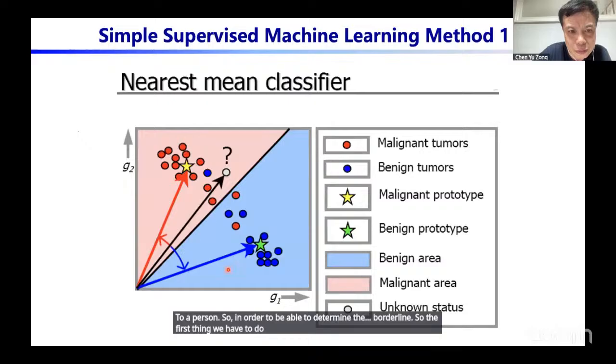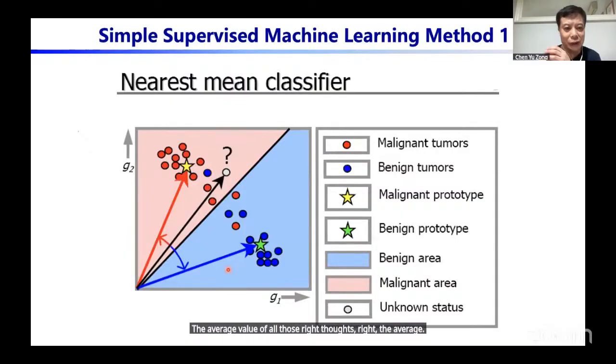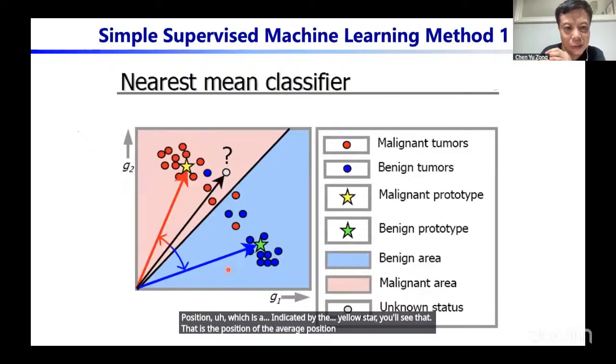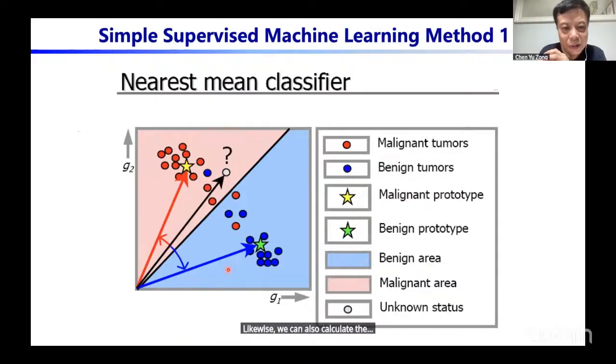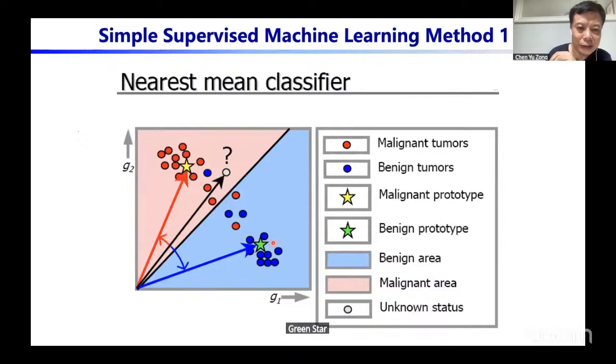So in order to be able to determine the borderline, the first thing we have to do is to focus on the red ones, the cancer ones, okay? So we can easily calculate the average value of all those red dots, right? The average position, which is indicated by the yellow star. You see that is the average position of all the red dots, okay? Likewise, we can also calculate the average position of the blue dots, which is indicated by the green star here, so yellow star here, green star here.